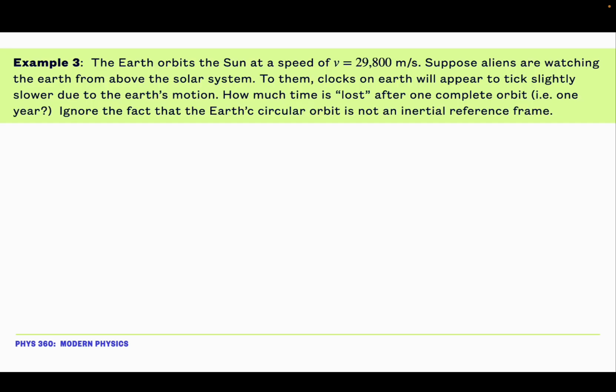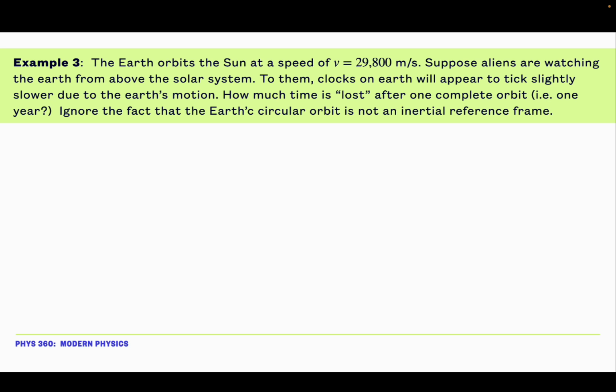So here's an example. Suppose the Earth orbits the Sun. We know the orbital speed of the Earth is 29,800 meters per second. If you had aliens above looking down at the Earth, clocks on the Earth would appear to tick slightly slower due to the Earth's motion through space. So the question is how much time is, quote unquote, lost after one complete orbit, after 1 year?